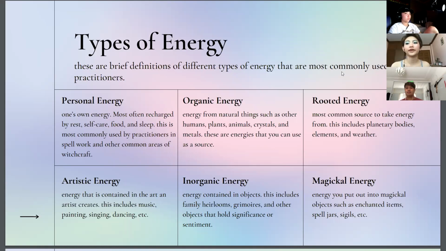Next is magical energy. This is the energy that you already put into magical objects like enchanted items, spell jars, sigils. So when I get into energy sensing, you can use energy sensing to see if one of your spells worked by sensing the energy that's already in the spell jar, for example. If you feel like the spell jar stopped working, that's energy sensing, and that's checking the magical energy of the spell jar.